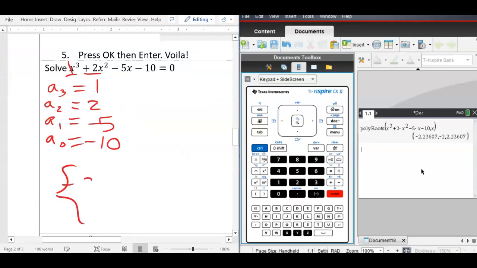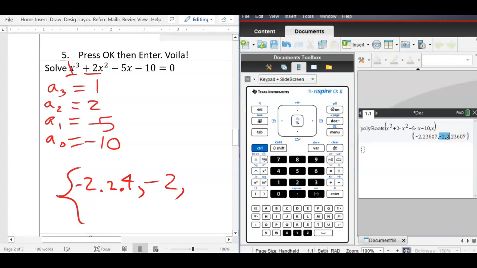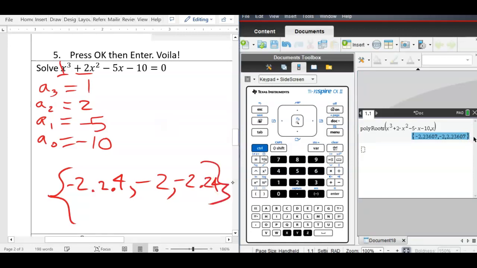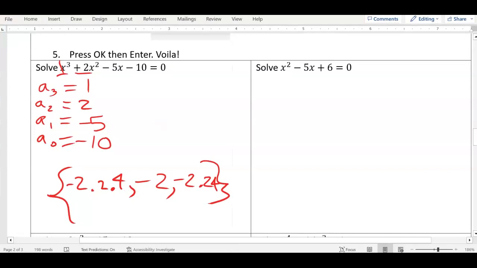So negative 2.24, comma, negative 2, comma, negative 2.24. Three answers. How did I get it? Menu 331, typing in the coefficients. We're good. All right.